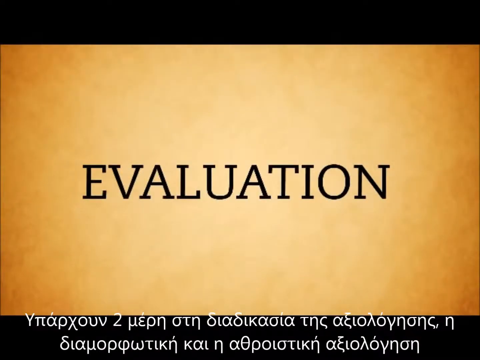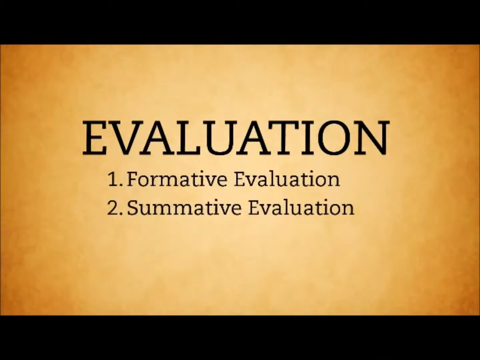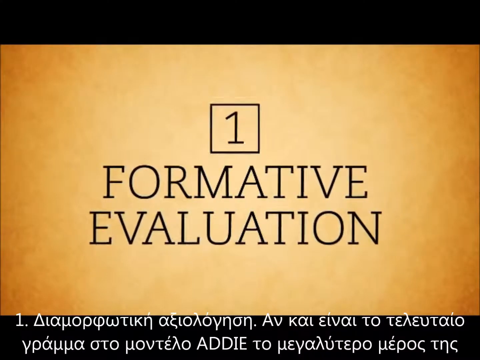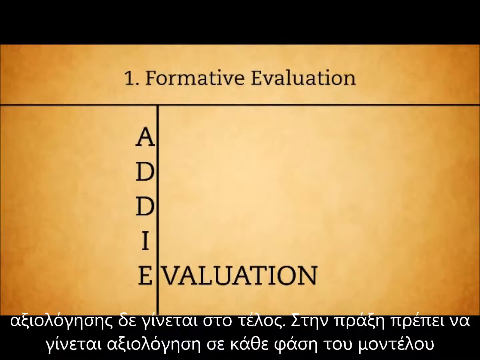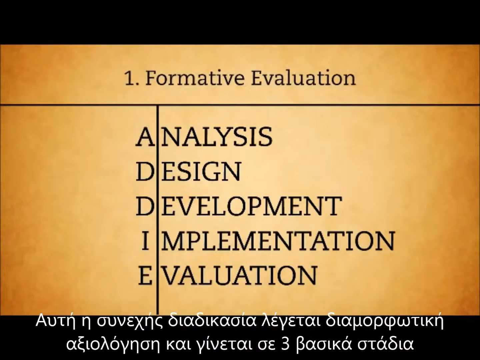The evaluation phase. There are two parts to the evaluation phase: formative evaluation and summative evaluation. Even though it is the final letter in the ADDIE acronym, most of the evaluation phase doesn't come last. You should actually be evaluating your instructional materials as you go through each part of the ADDIE process. This continual appraisement is called formative evaluation.